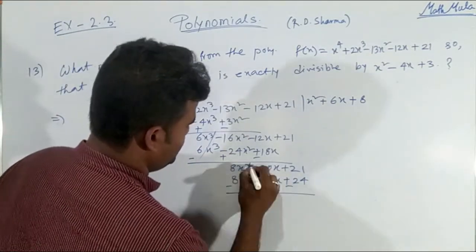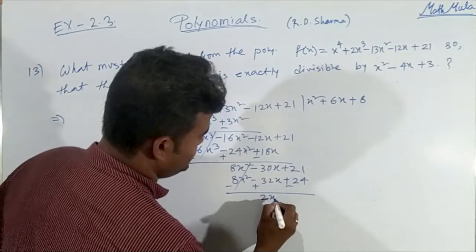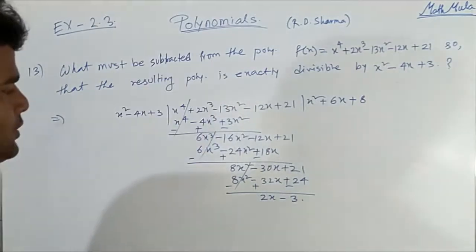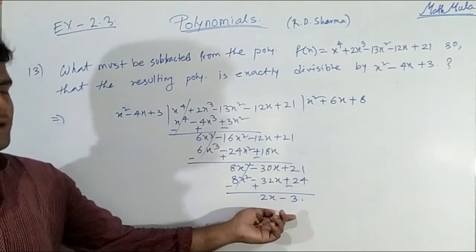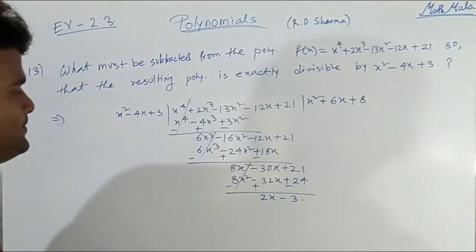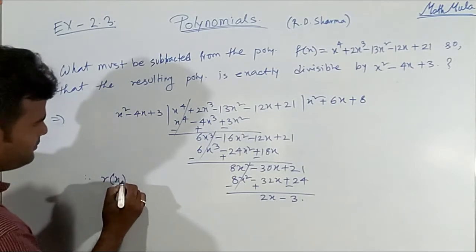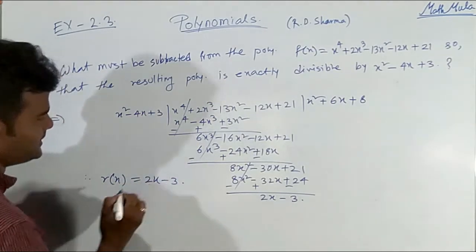Now subtract it, it will be cancelled, and this is 2x minus 3. Now look, the remainder is 2x minus 3 because the degree of this polynomial is less than the degree of this divisor. So remainder r of x is equal to 2x minus 3.